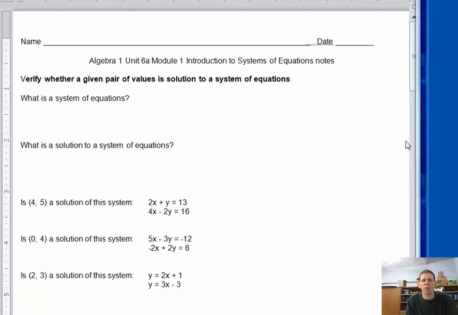These are the Unit 6A Module 1 notes on systems of equations. Today we're going to talk about what a system of equations is, and we're also going to look at how you can solve a system of equations using a graph. First of all, what is a system of equations?